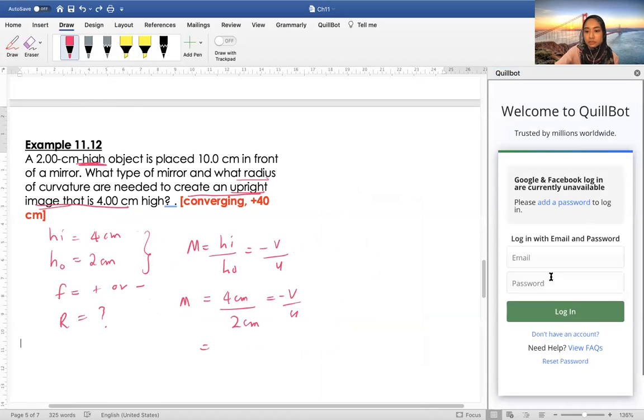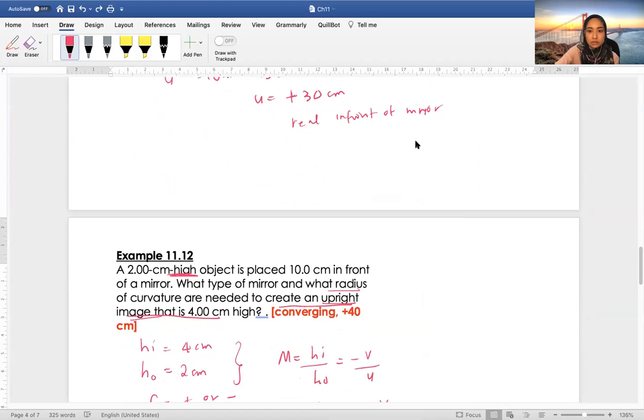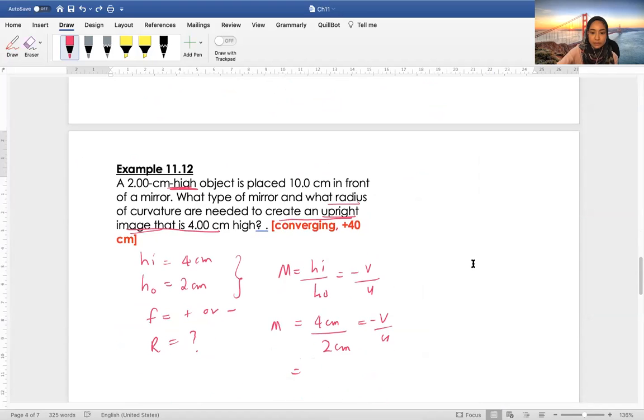What is this? Why is it like this? I don't want you. Keyboard, go away. Yes. Okay, continue.